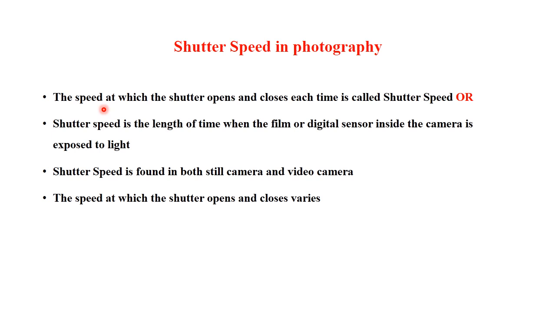So if we want the images to be made, what we need is for this shutter to be open, because when it opens the light will fall upon the film sensor. Look at the second definition. Shutter speed is the length of time when the film or the digital sensor inside the camera is exposed to light. So very simple. The second definition is like the first definition.